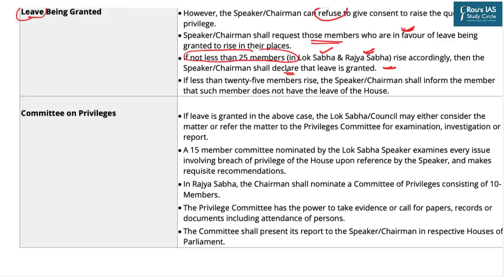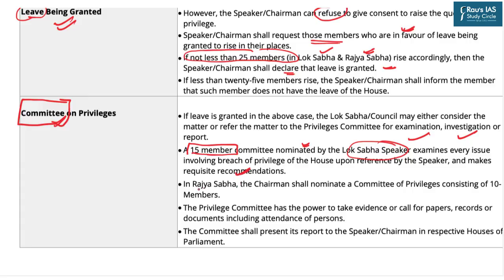And in this continuation, let us suppose that the leave is granted, then the matter may be referred to the Committee on Privileges. This committee is formed in order to examine and investigate the report. This committee consists of 15 members, that is why it is a 15-member committee, which is nominated by the Lok Sabha Speaker, and it examines every issue involving the breach of privilege. Further, after this examination, it also provides the requisite recommendations.